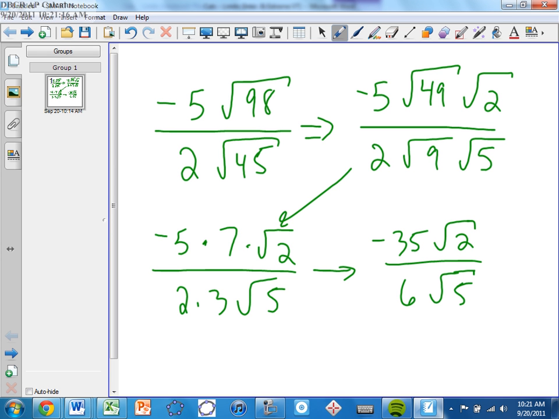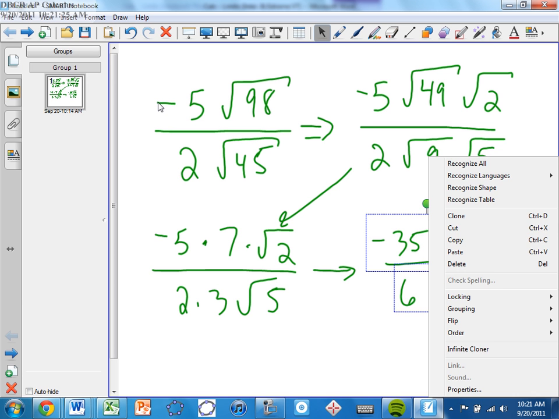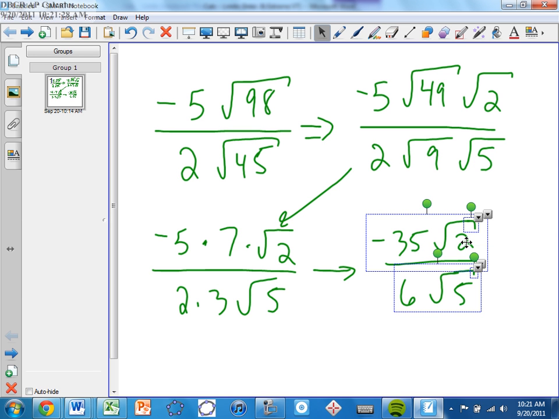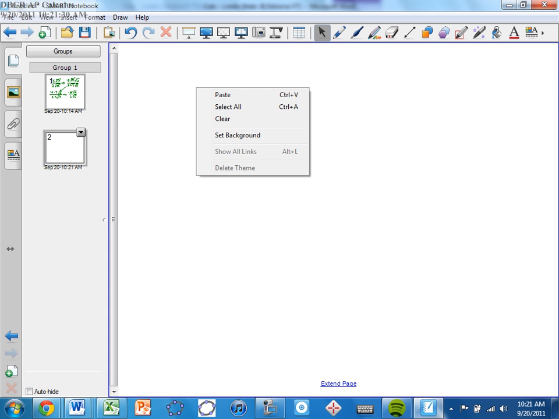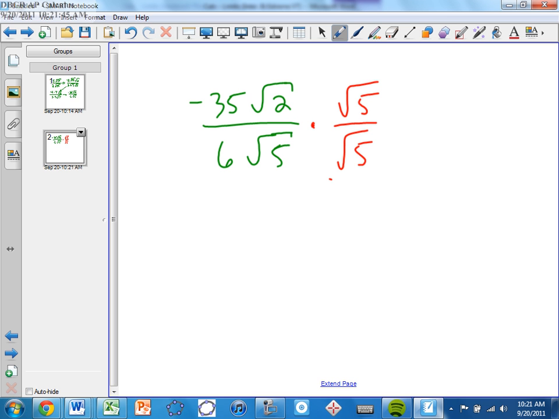Let us go on to the next page. Okay, now looking at this one, we still have the same process. Now we want to multiply by the radical of our denominator over the radical of the denominator. So whatever the denominator is as a radicand, we multiply by that value over itself.